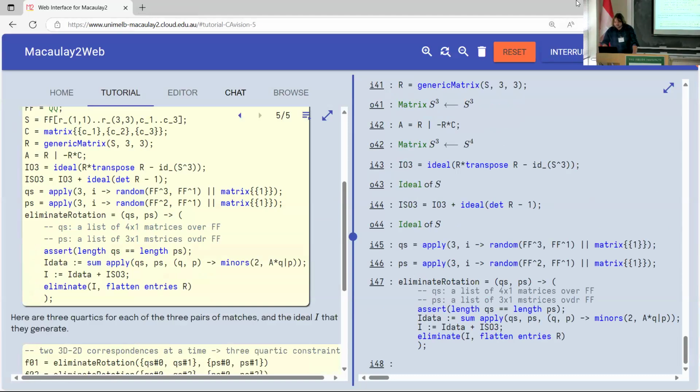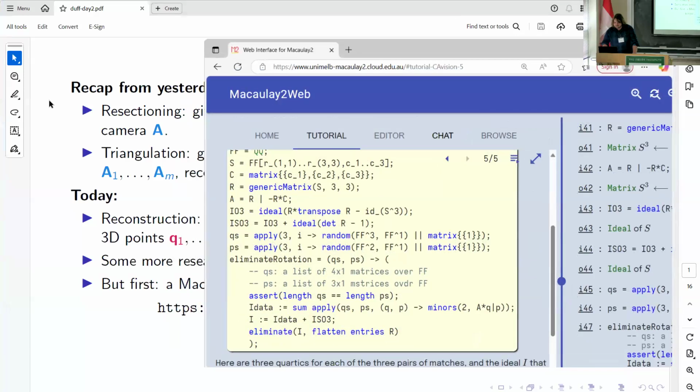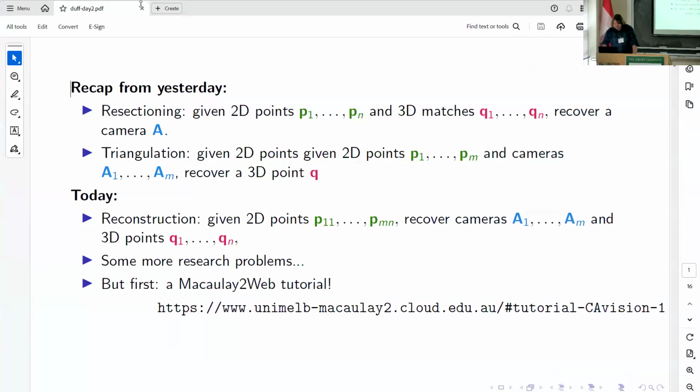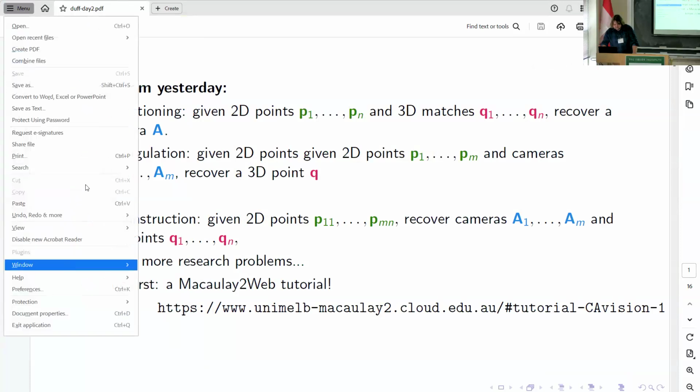Okay. Great. So here is this thing. Should do like view.